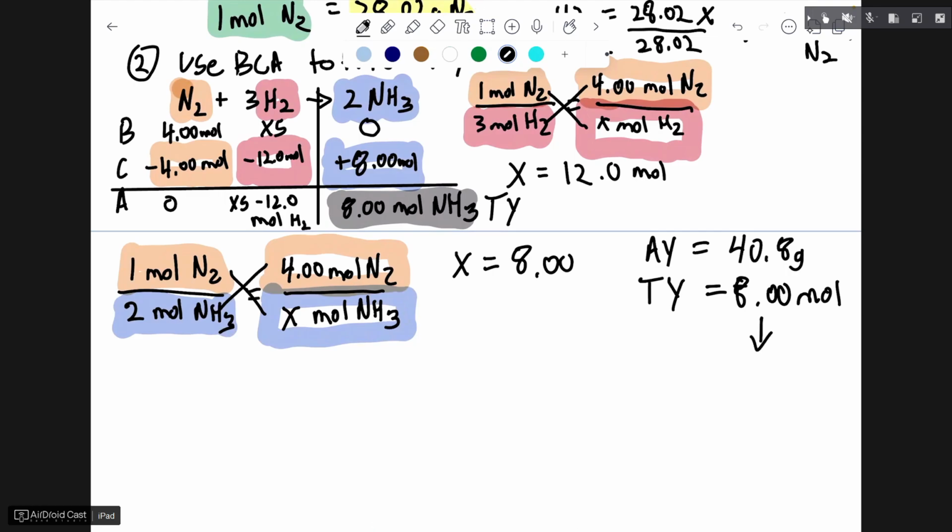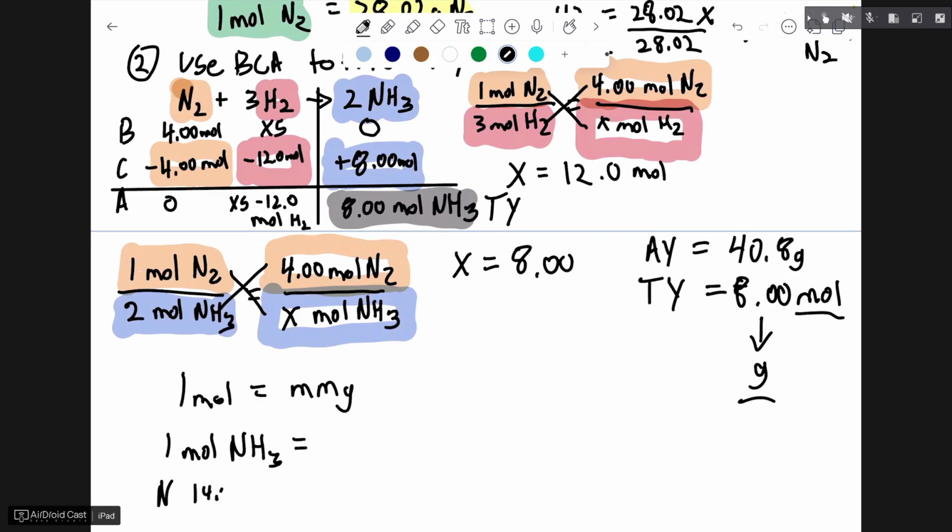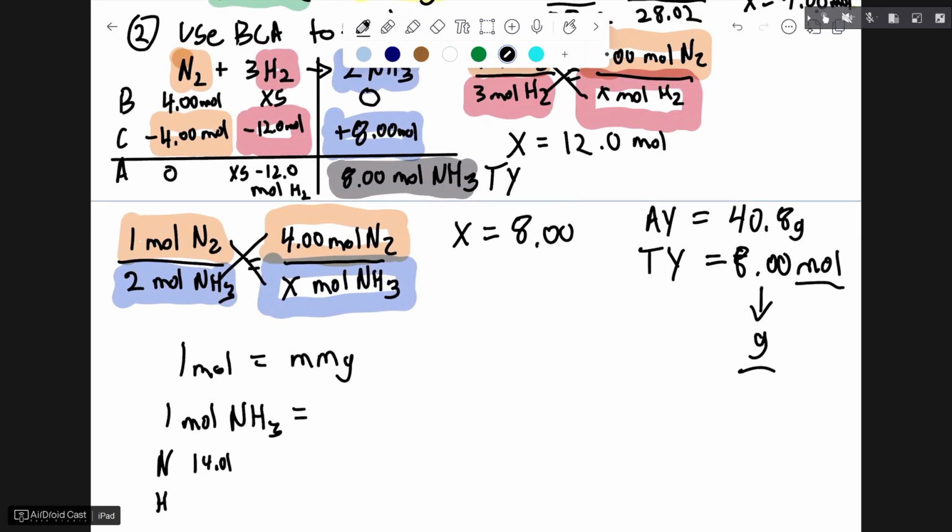So the final change that I'm going to do, I'm going to take my theoretical yield, which is currently in moles, and I'm going to convert it to grams. So I could look at my mole conversion factor. 1 mole equals the molar mass in grams. Those are the only two pieces I need because I see moles and grams are the units that I'm looking at. So if I have 1 mole of NH3, I would need to set that equal to the molar mass of NH3. Nitrogen is 14.01 grams per mole. Hydrogen is 1.01, but there's 3 of them. So if I add all of that together, I would get 17.04 grams of NH3 for every mole.